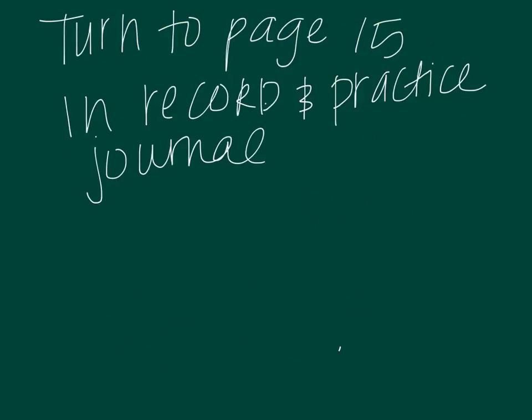I would like for you now to turn to page 15 in your record and practice journal. We are going to do our notes for the rest of the day from there. Let's start with example 1. It says the absolute value of x equals 3. So all we're going to do is, just like how you had two equations before, we need to create two equations. These bars are really great clues that since you have two bars, you should have two equations.